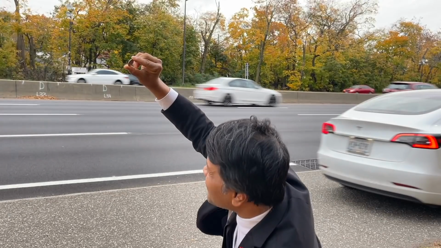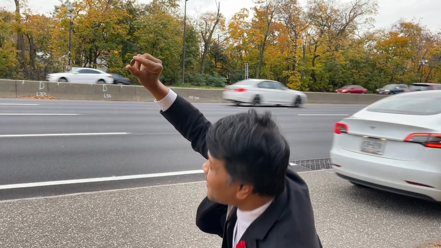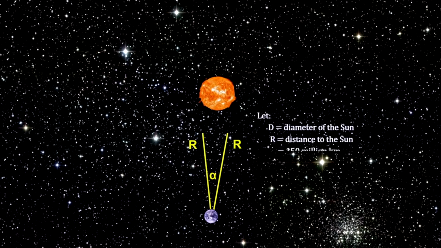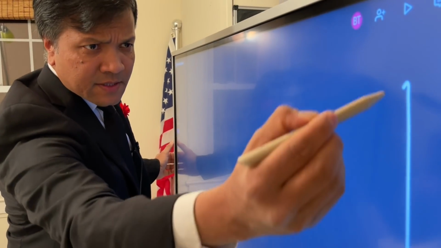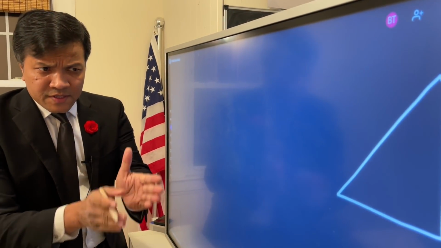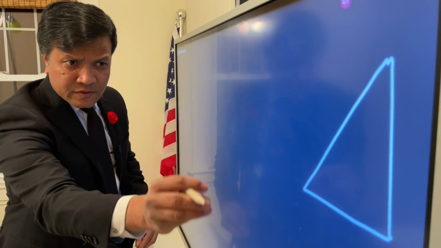All right, now I'm gonna hold this coin in a way that I block the sun, so I'll be able to find the diameter of the sun by using trigonometry. Consider this triangle. The study of trigonometry starts with the triangle.